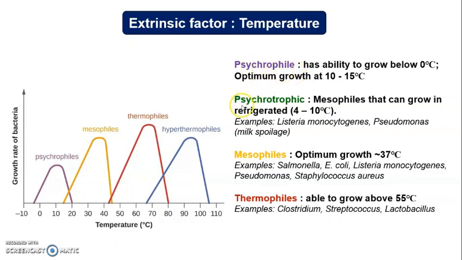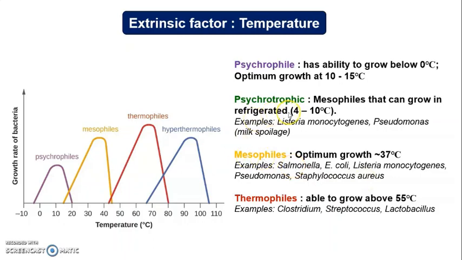The second group is psychrotrophic. These actually are mesophiles that can grow at refrigerated temperature. So let's first visit what is a mesophile. Mesophiles are bacteria that have an optimum growth temperature of 37 degrees Celsius. Actually, most bacteria are in this group, mesophiles. Some examples of mesophile bacteria are Salmonella, E. coli, Listeria monocytogenes, Pseudomonas, and Staphylococcus aureus.